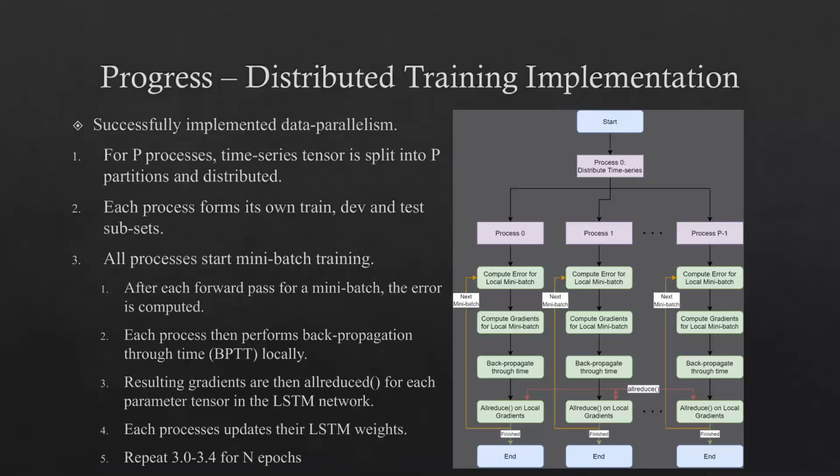Each one of the processes performs a forward pass and computes the error. They then perform backpropagation through time to compute the gradients for all the parameters in the LSTM network. Then here's the actual communication part you need as a result of distributing this, and that is a very simple all-reduce call. All processes sum over all the gradients in the network.